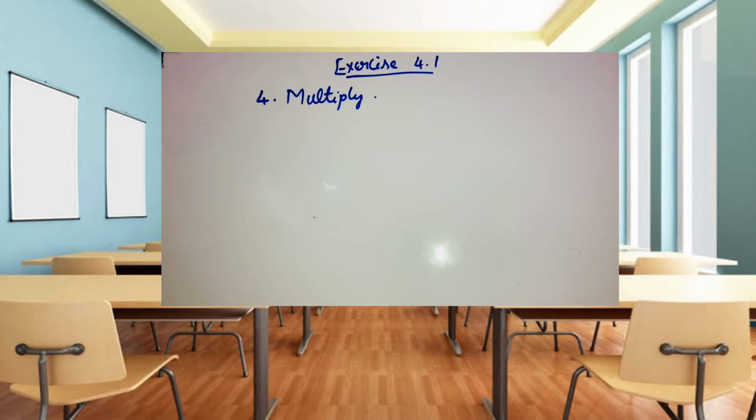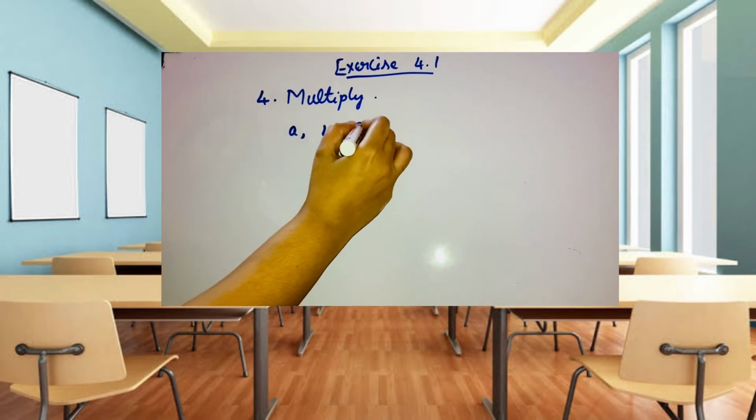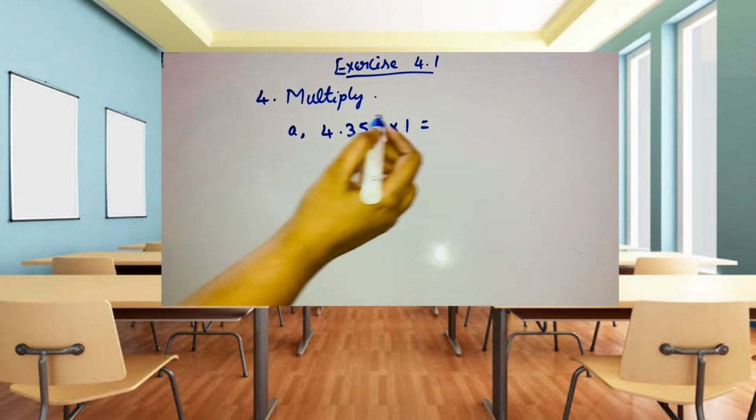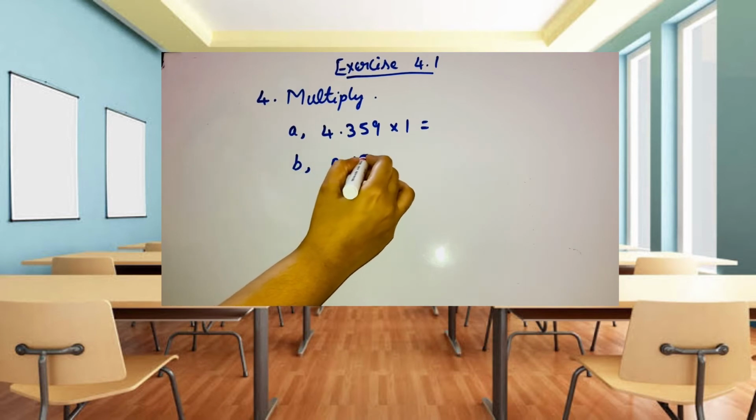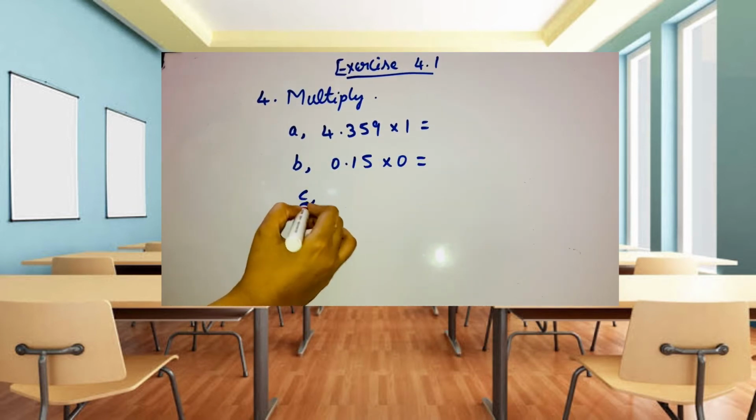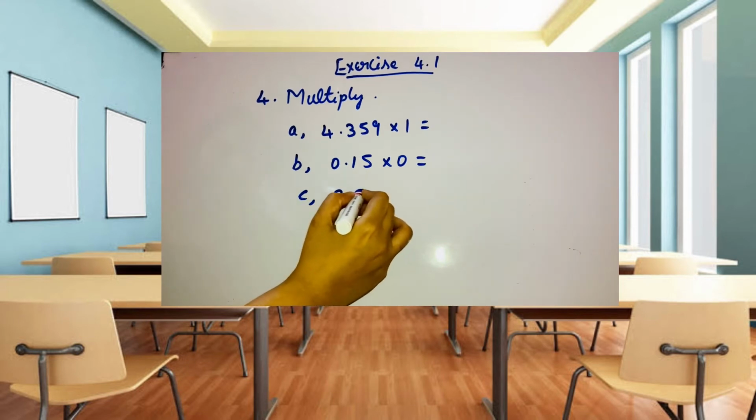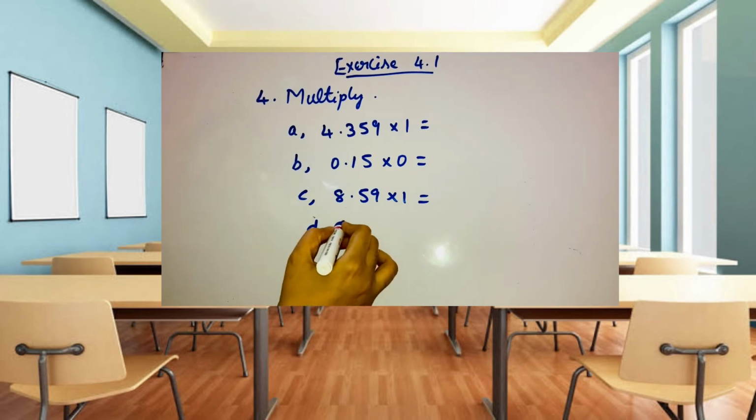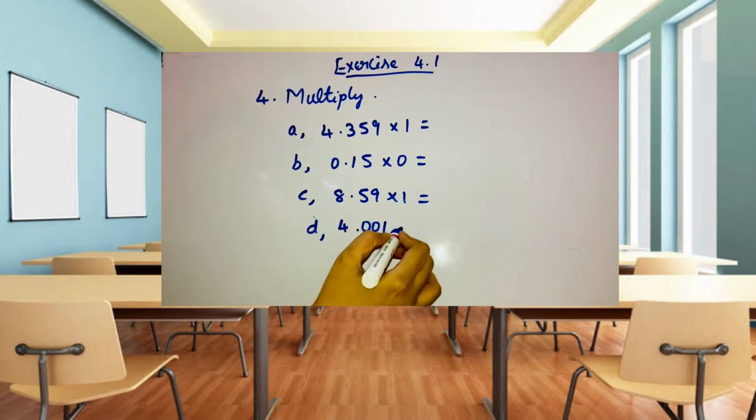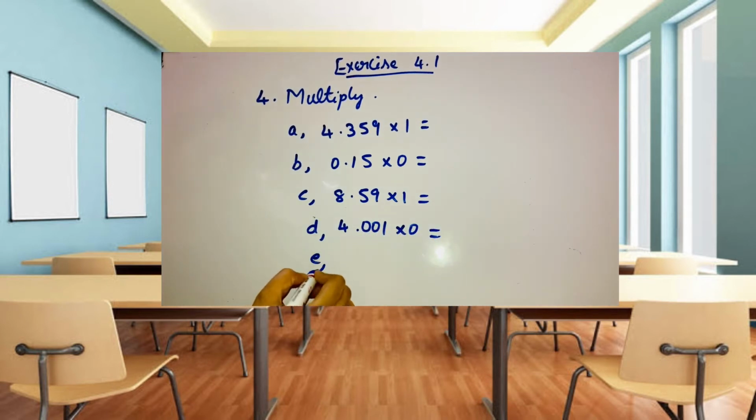Fourth one. A: 4.359 into 1 equal to. B: 0.15 into 0. C: 8.59 into 1 equal to. D: 4.001 into 0 equal to. E: 0.001 into 1 equal to. Okay.